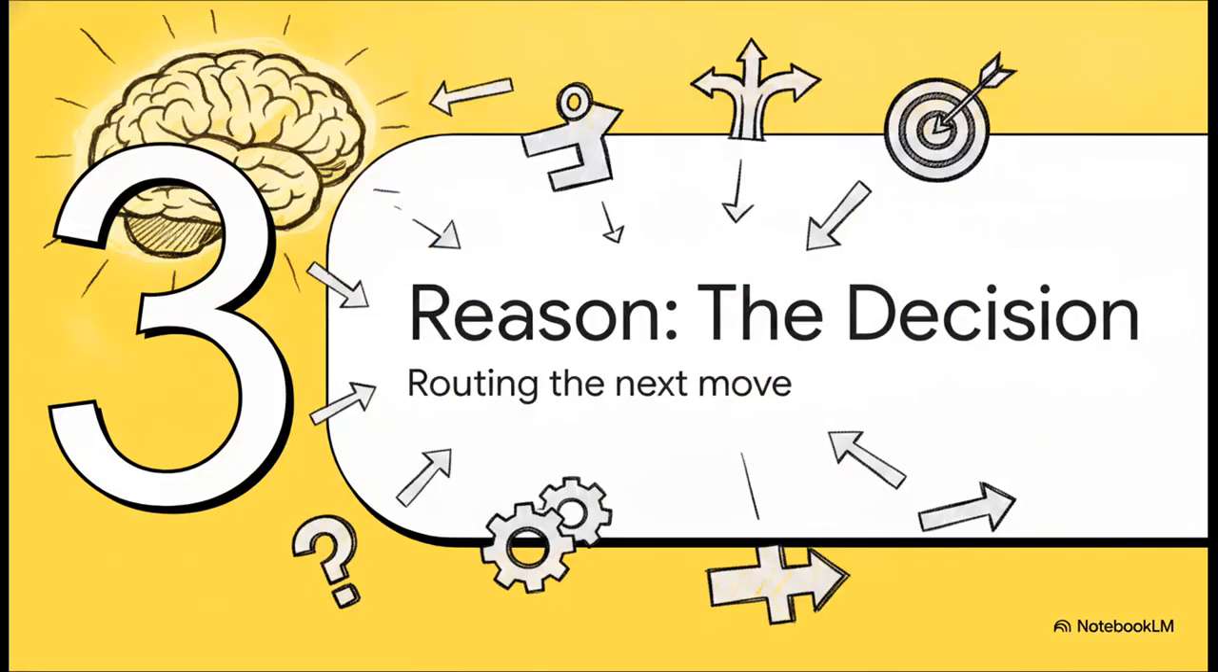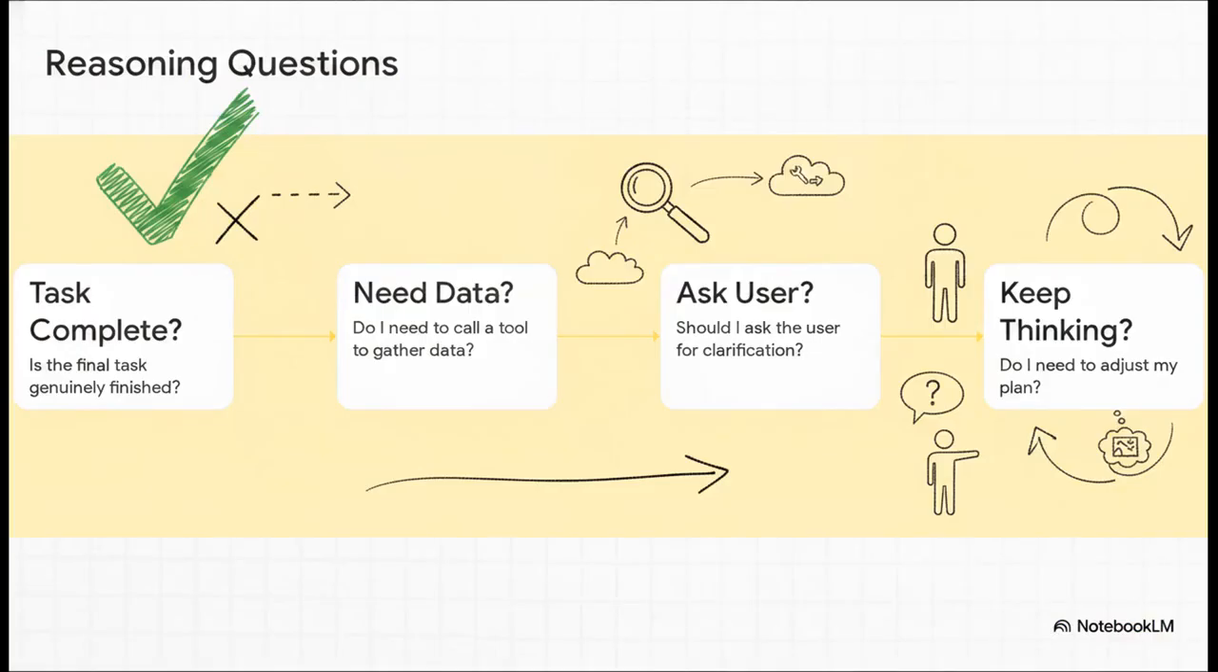Which brings us to the next phase, reason. This is the decision step where the agent routes its next move. Once the agent has perceived its environment, it has to decide what to do with all that information. I really want to reframe how you think about AI thinking right here.